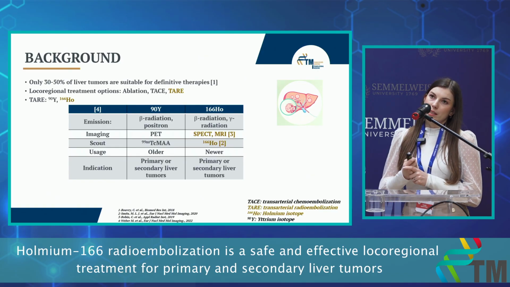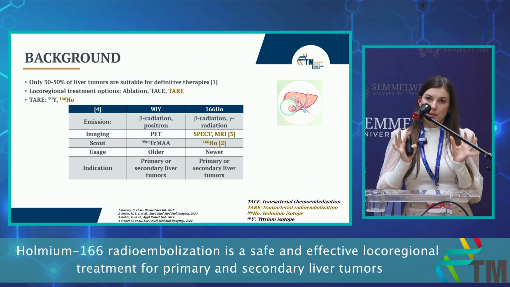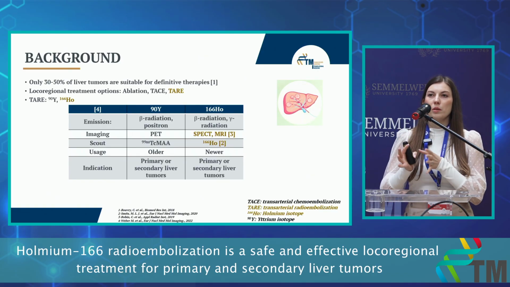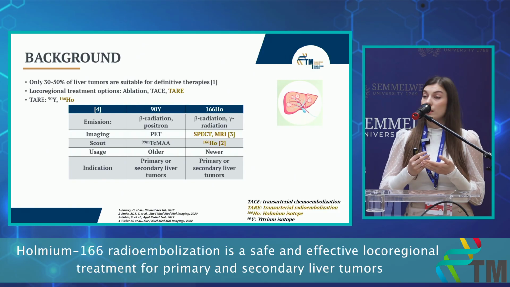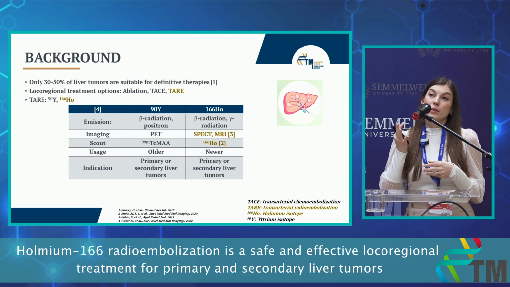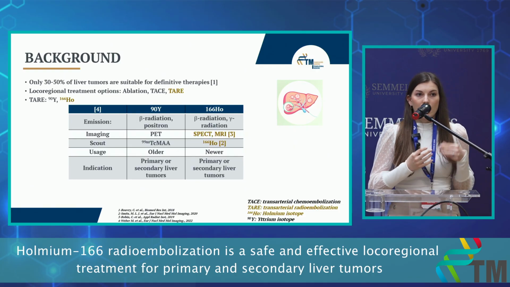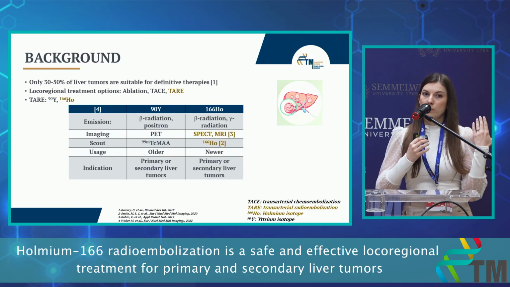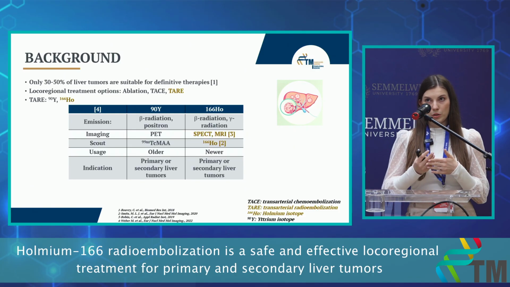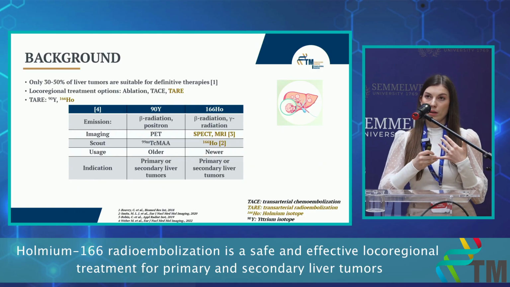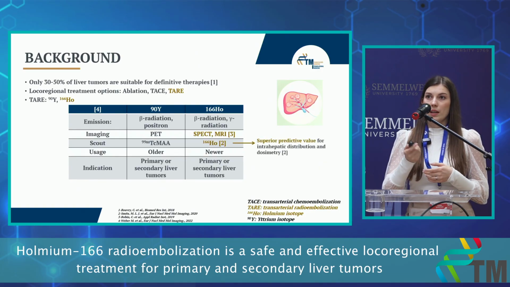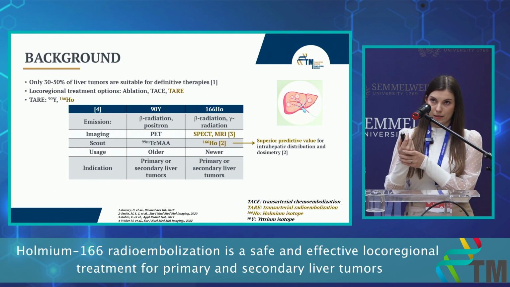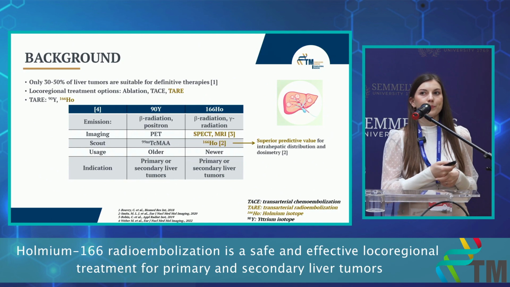So radioembolization has two isotopes in clinical use, yttrium and holmium. And as you can see in this table, these isotopes have different characteristics. Holmium is a newer isotope, which has some advantageous properties that yttrium does not have. Holmium is suitable for SPECT and MRI imaging, and therefore we can perform more accurate intrahepatic distribution calculations and more accurate dosimetry. Also, holmium can be used as a scout and has a superior predictive value for intrahepatic distribution and dosimetry than the scout used for yttrium.